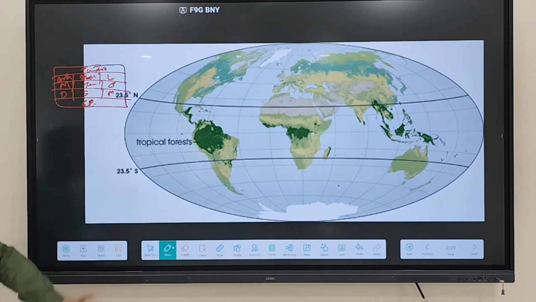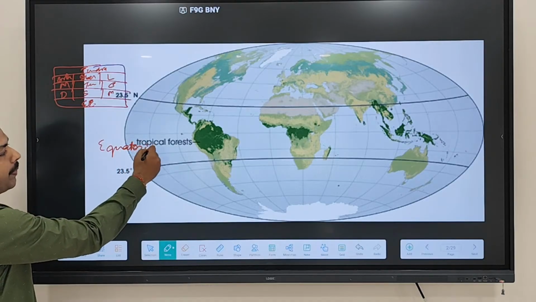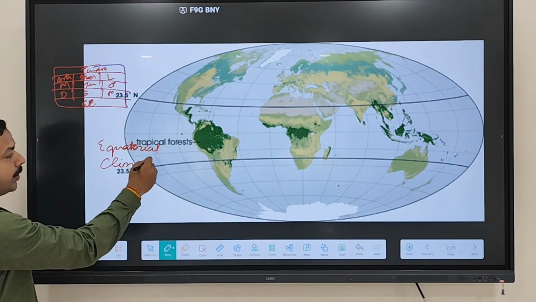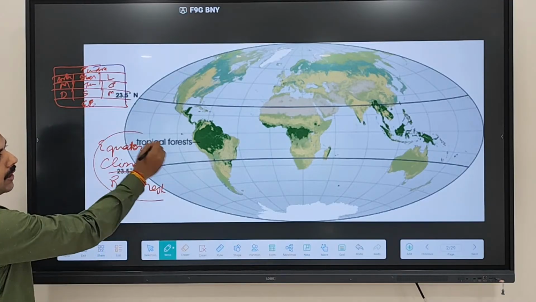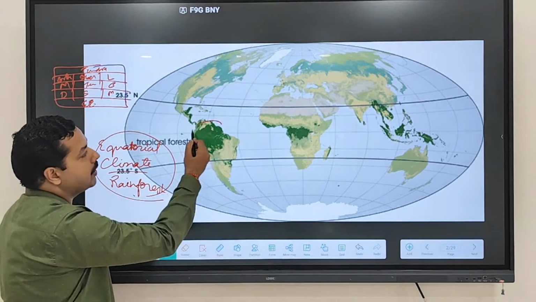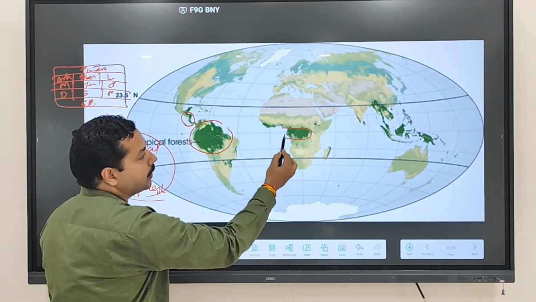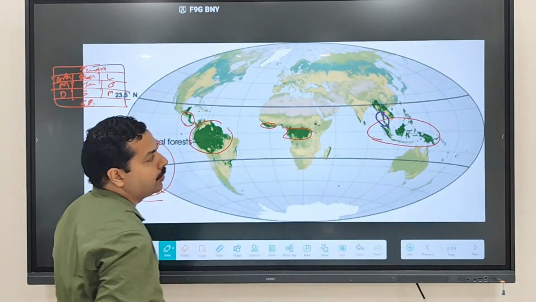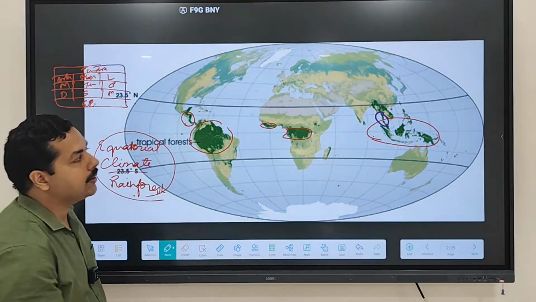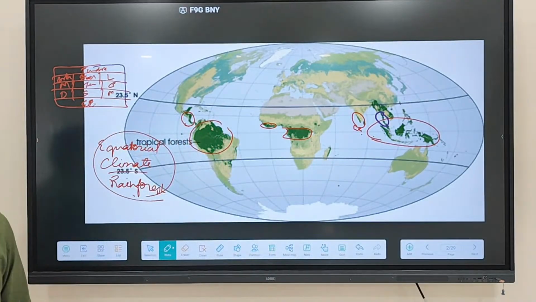So now we'll start with these climatic divisions. The first type of climate is the equatorial climate or rainforest climate. Now where these climates are seen, you can see here. These climates are seen over here in the equatorial region, some in Africa, in Indonesia, in part of Malaysia. A part of these climates is also seen in the Western Ghats in India.